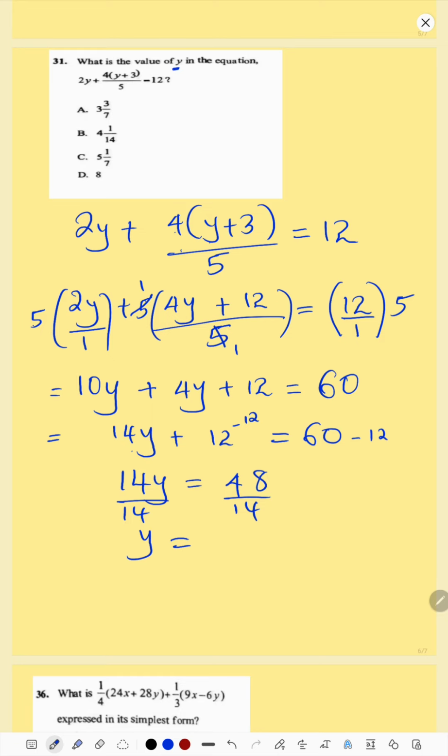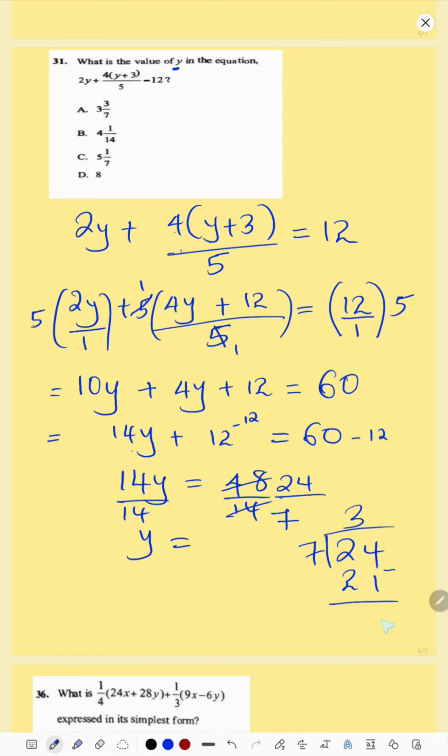So y will be 48 over 14. We can divide here by 2. By 2, this will be 7, and this will be 24. Then we have 24 divided by 7. It will go 3 times because of 21.